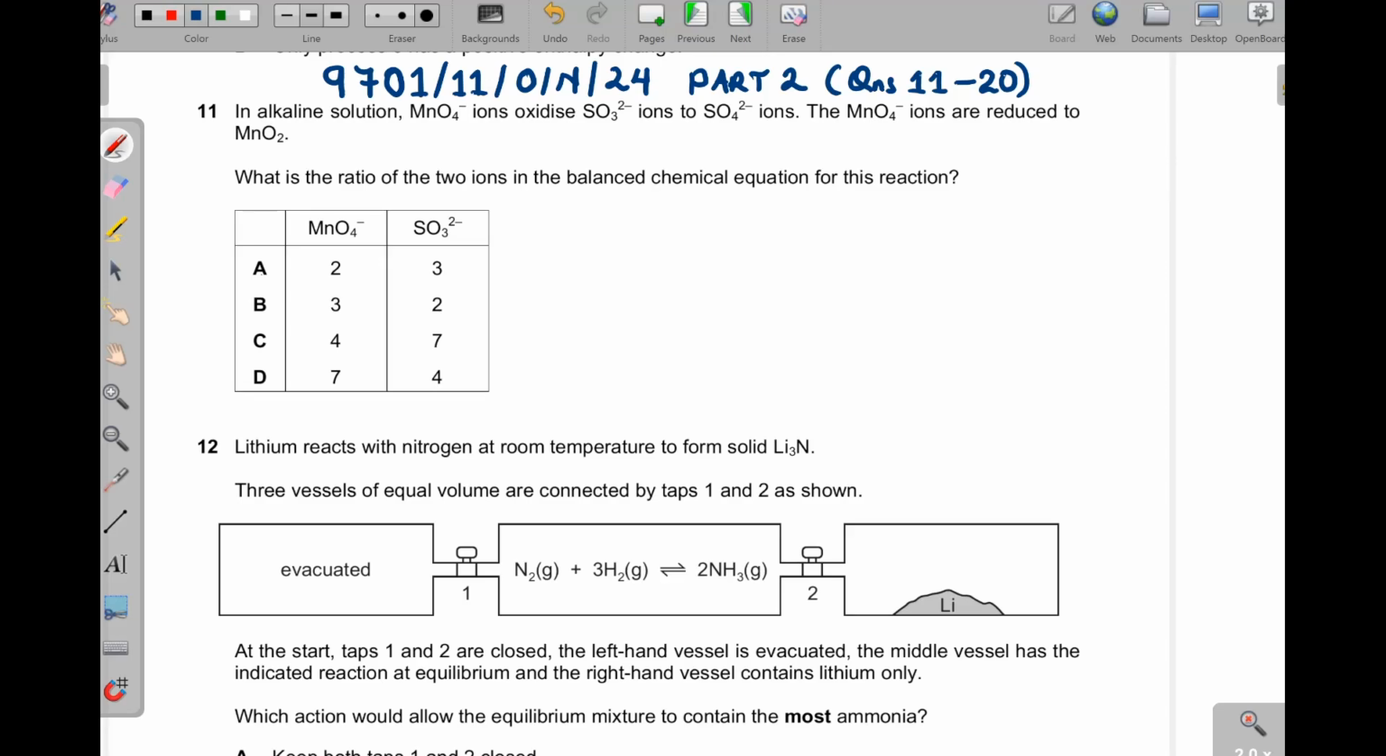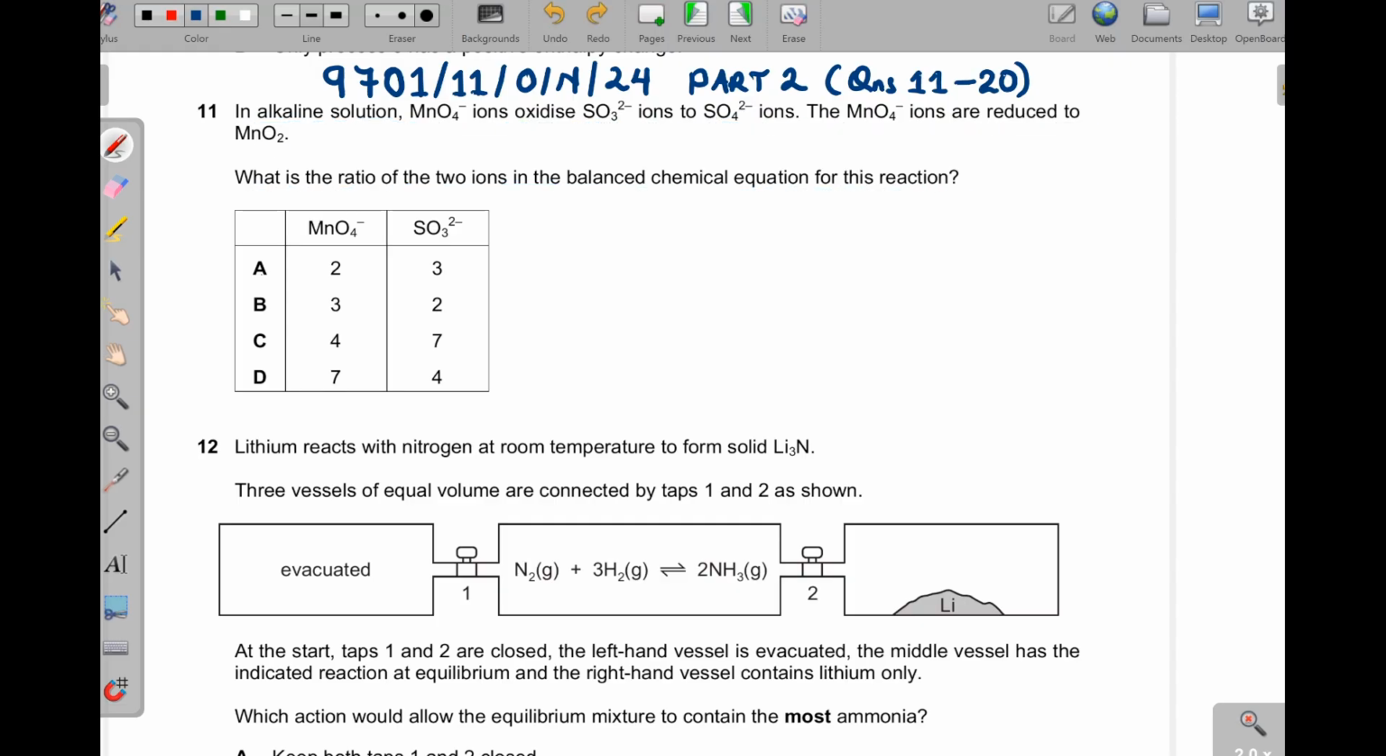Part 2. This is for questions 11 to 20. Question 11. In alkaline solution, manganate ions oxidize the sulfite ions to sulfate ions. The manganate ions are reduced to manganese 4 oxide. What is the ratio of the two ions in the balanced chemical equation for this reaction?